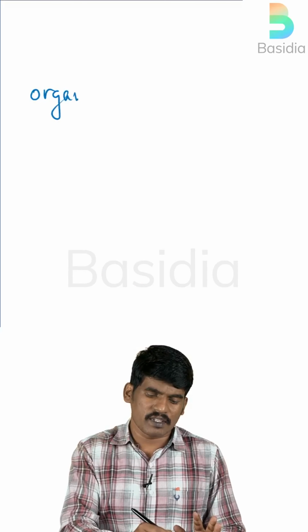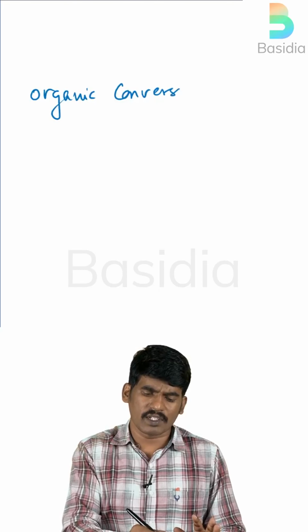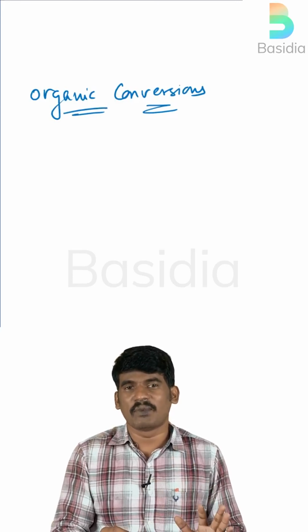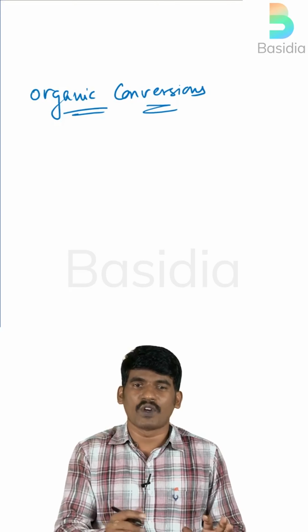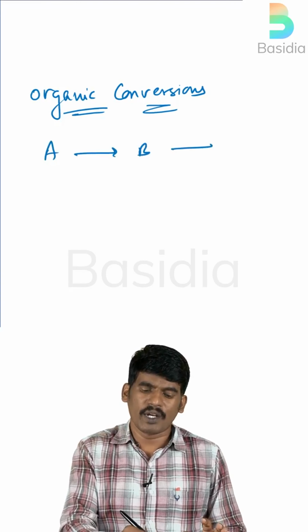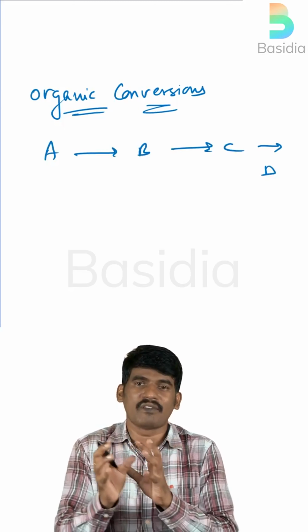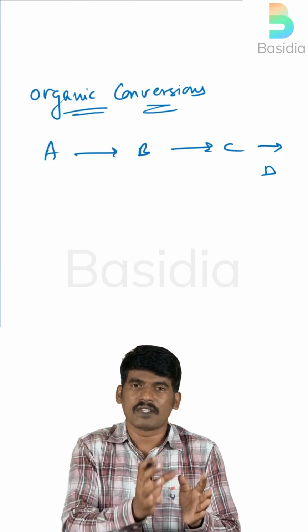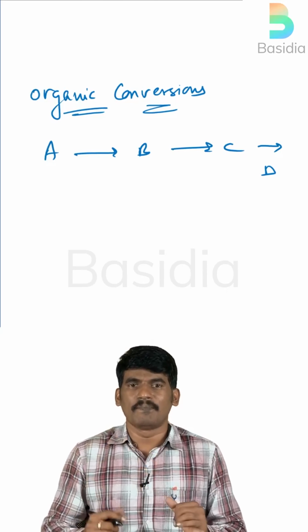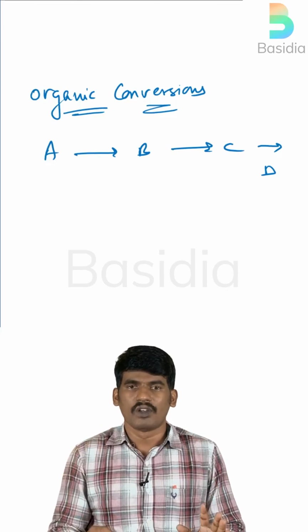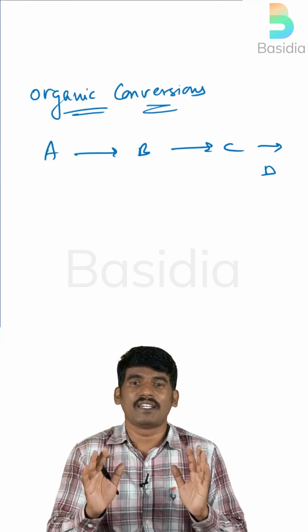So these conversions are always very, very important, children. All organic conversions you have to practice well, especially for NEET examinations. They will ask roadmap questions like A to B, B to C, C to D. A reacts with this compound, gives B. B reacts with that compound, gives C. C undergoes this process, gives D. Find out A to B, B to C, C to D. A, B, C, D, you have to find out. So in such cases, organic conversions are very, very important.